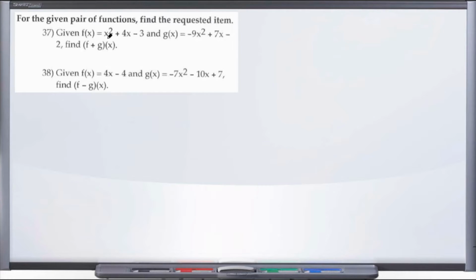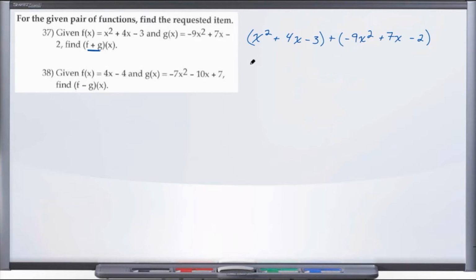So what is function f? Well, we have x squared plus 4x minus 3. And they want us to add that to the function, right? Add that to the function g. All right, well, the function g is negative 9x squared plus 7x minus 2. And because there's a plus in between our two expressions, we don't have anything to distribute. And so, same thing here. There's nothing in front of this expression to distribute.